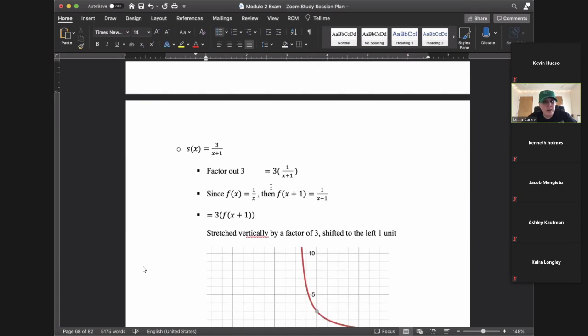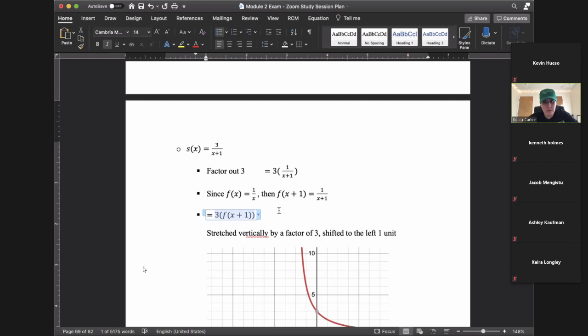Now we've got s of x equals 3 over x plus 1. The first thing we're going to do is factor out a 3 so that we can get 1 over x plus 1. And since f of x equals 1 over x, then f of x plus 1 equals 1 over x plus 1. Basically, it's just like what we were talking about in the beginning with the transformations of graphs. You're trying to get it into this form right here so you know how the graph is going to be shifted, reflected, everything like that.